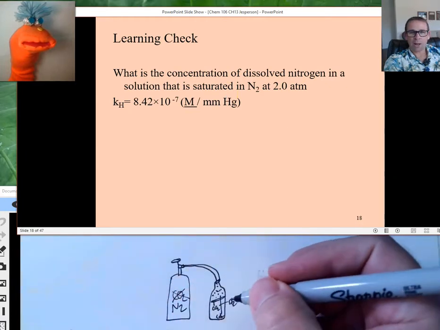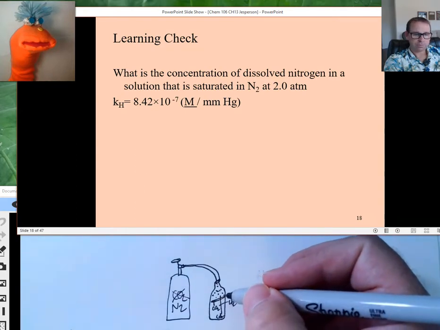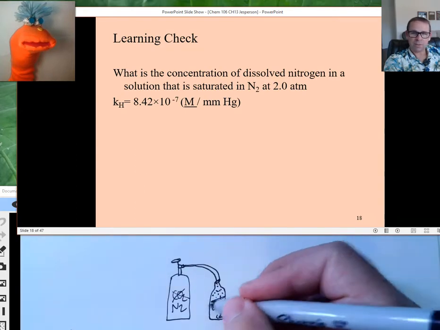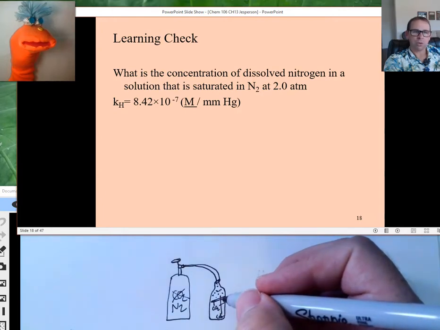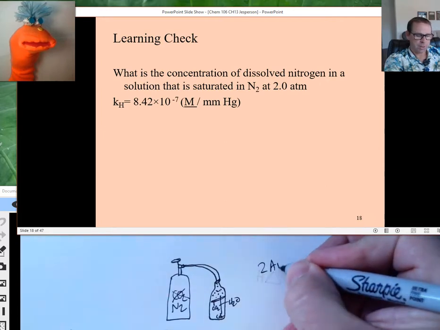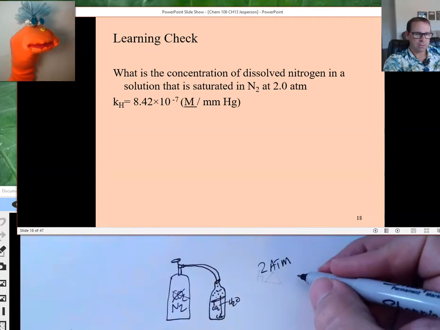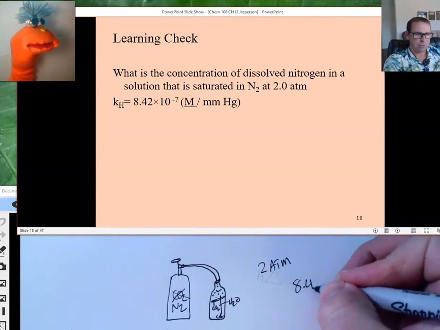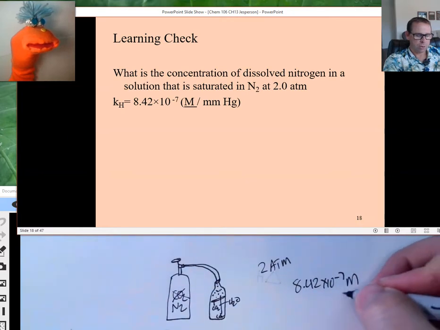And it doesn't matter how much water there is. It doesn't matter the size of this container. All that matters is the resulting pressure, which is 2 atmospheres in this case, given to us. And we have our constant, which shows us that there's going to be 8.42 times 10 to the minus 7 molar for every millimeter of mercury.